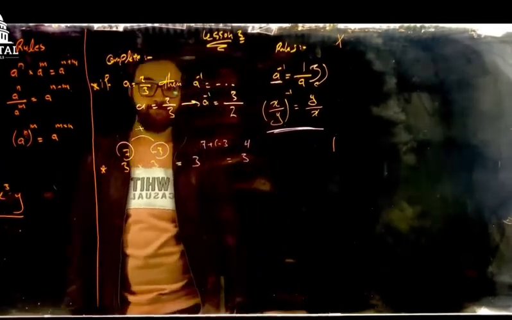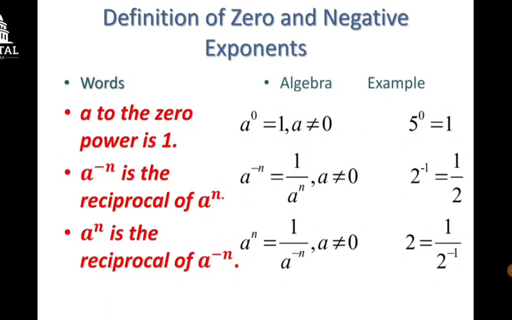And now we will take the definition of zero and negative exponent, or negative power. First, a to the power of 0 equals 1. So any number raised to the power of 0 equals 1.